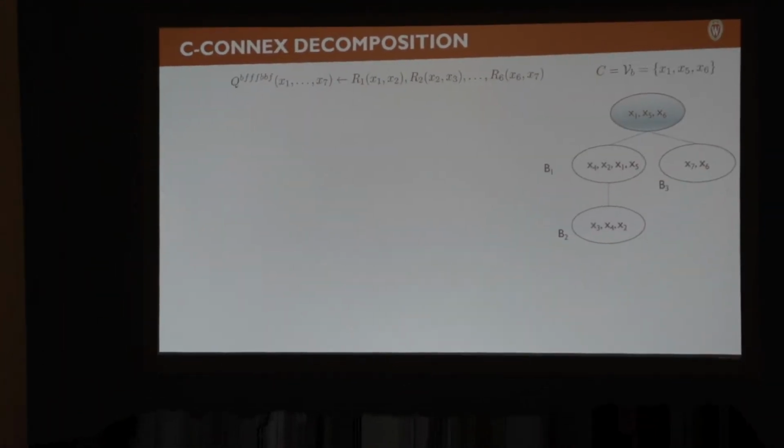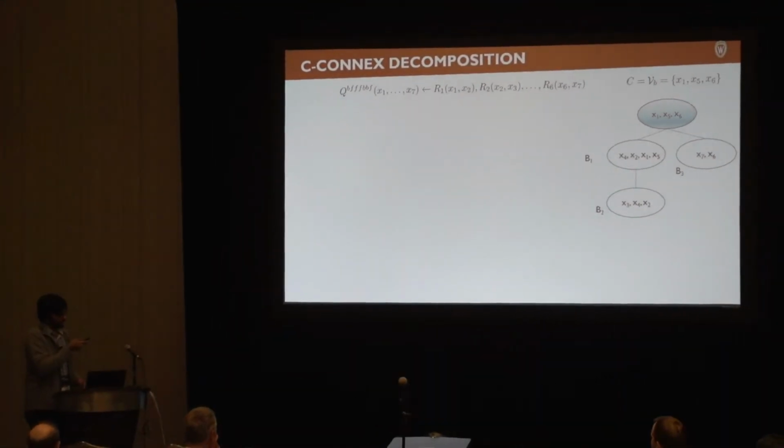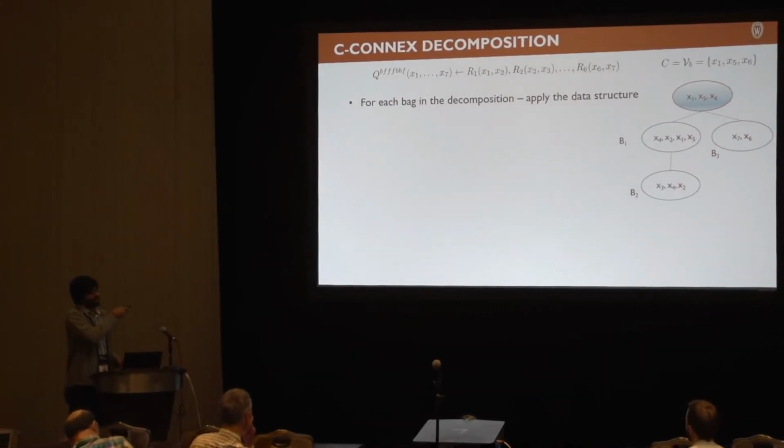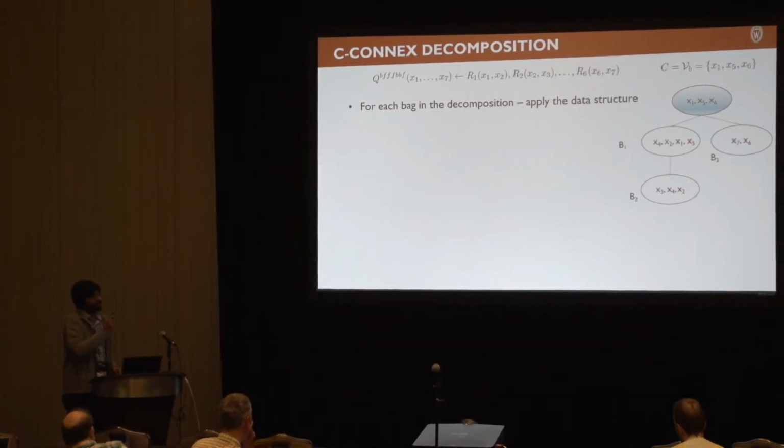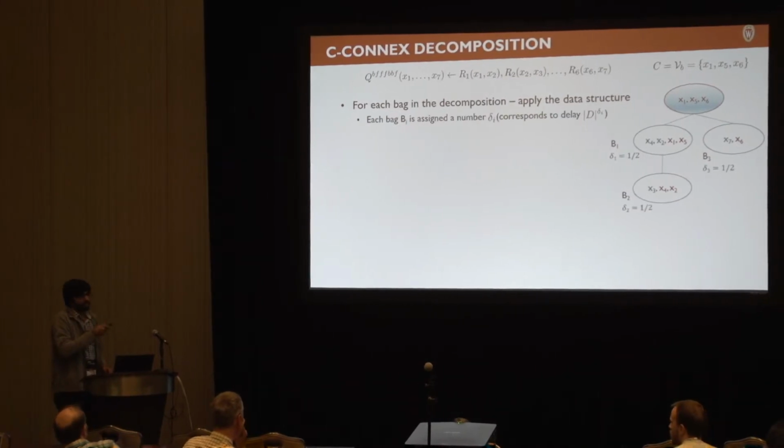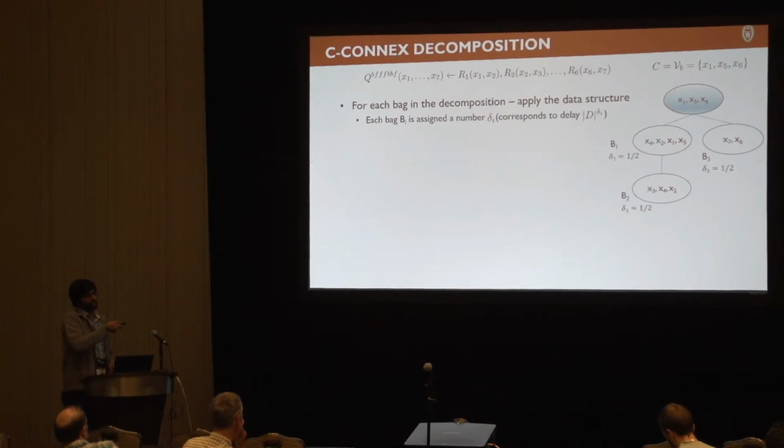So given this C-connex decomposition, what do I do now? All we have to do is apply a data structure to each of the bags that are present here. For each bag in the C-connex decomposition, we will assign it a number delta_i. Intuitively, this delta_i corresponds to a delay guarantee of d to the delta_i in this particular bag. As an example, here I am assigning these delta_i numbers to be half, half, half for all of the bags. In each of the bags, I will apply my data structure, and for that data structure, the delay guarantee is d to the half.